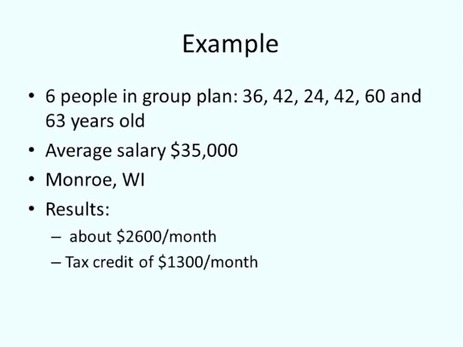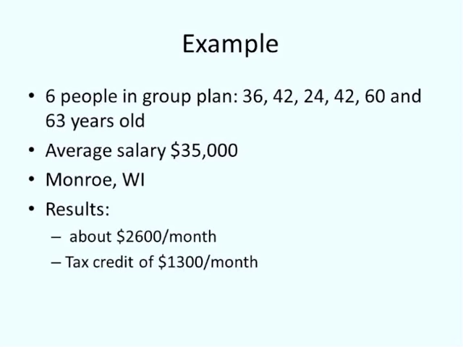Moving on. All right, so here's my example of a farming operation. We're back in Monroe, Wisconsin again. There's 6 people in a group plan for the farm. Their ages are 36, 42, 24, 42, 60, and 63. Their average salary is $35,000 a year. And when I plugged this into the small business calculator, which I've included a link to too, the results were that the premium cost was going to be about $2,600 a month for the 6 of them.